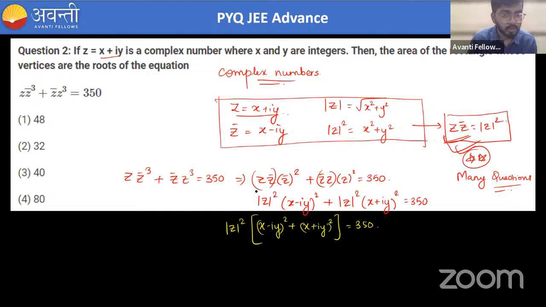So as you can see, the answer will be Option A, which is 48 square units.